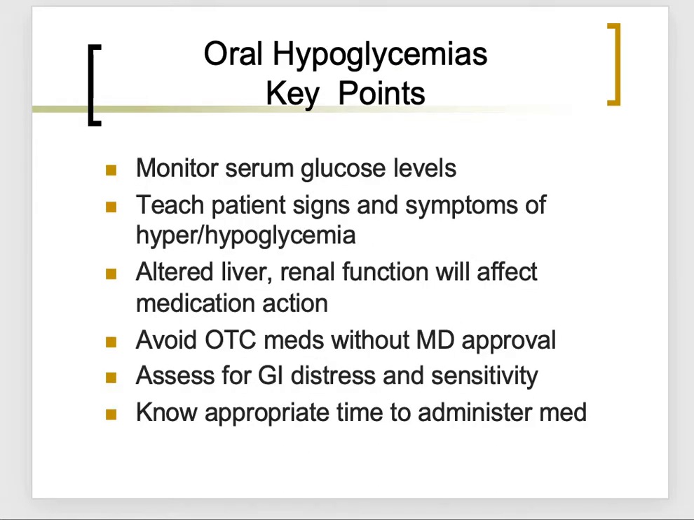So the key point when someone is on oral medicine is you want to monitor their glucose levels, finger sticks. You want to teach patients the signs and symptoms of too high and too low. We want to really watch for altered liver and renal function with the medicine, with the side effects that come from taking them. Over-the-counter medications are not going to be easily recommended. We really want to make sure the over-the-counter medicine is not, depending on what's going on and what other prescribed medicine they're on, they oftentimes are contraindicated. Look for GI distress and sensitivity, and know the appropriate time to be taking the medicine.